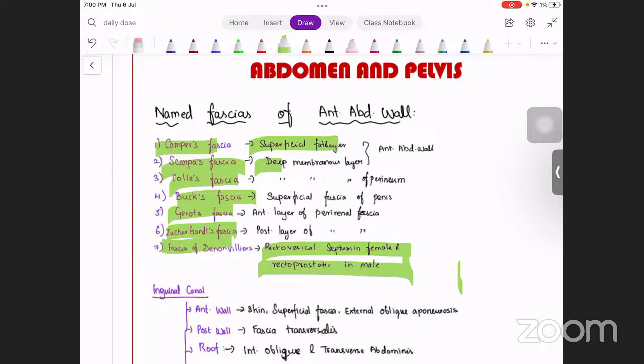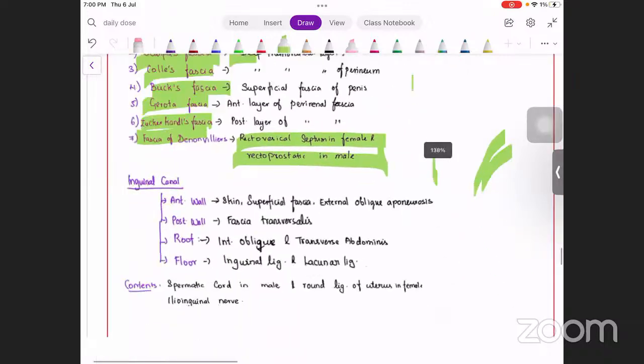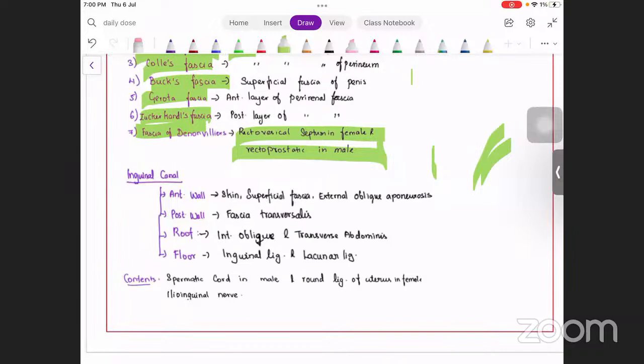And then you have the inguinal canal. In the inguinal canal, we have the anterior wall, posterior wall, and then the roof and floor. The anterior wall is formed by skin, superficial fascia and external oblique aponeurosis. The posterior wall is the fascia transversalis, while the roof is internal oblique and transversus abdominis, while the floor is the inguinal ligament and lacunar ligament. Inguinal ligament and lacunar ligament form the floor of your inguinal canal. Then the contents: the contents of your inguinal canal are the spermatic cord in the male and the round ligament in the female. Apart from that, it may also contain the ilioinguinal nerve.